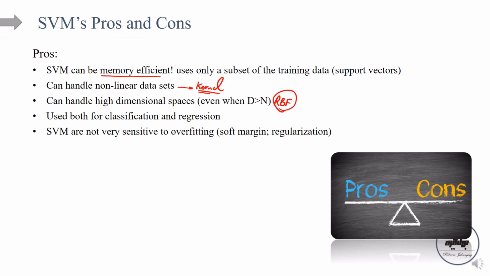And SVMs are not very sensitive to overfitting, especially if you're using the kernel trick. And we can think of the concept of soft margin and regularization, right? We can always tune the hyperparameter to make sure that the model is avoiding overfitting. And it can have high accuracy, and this is true even compared to neural networks.